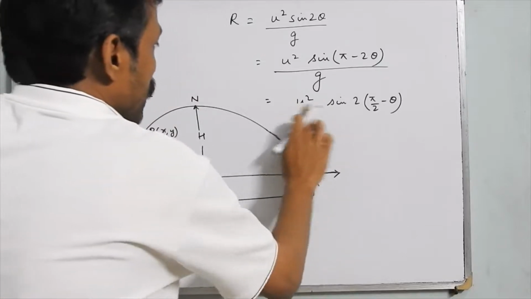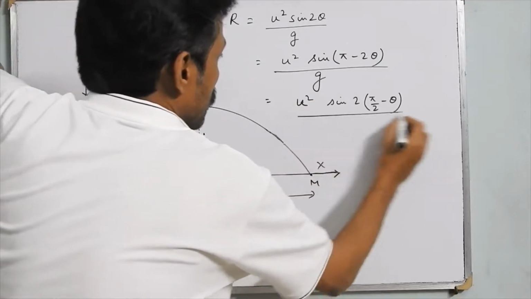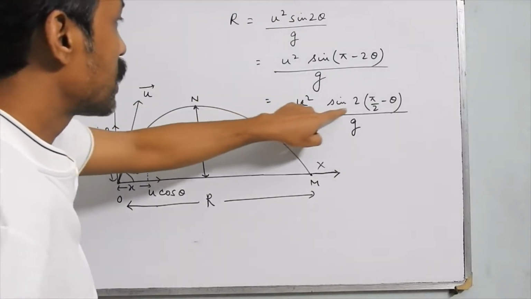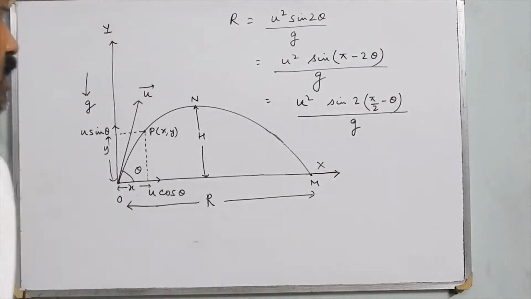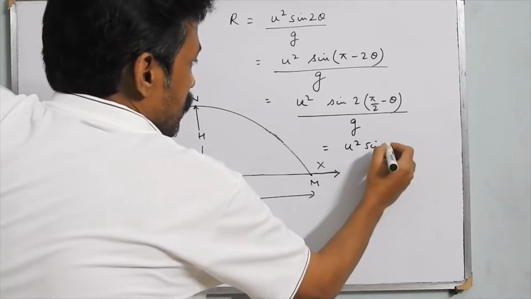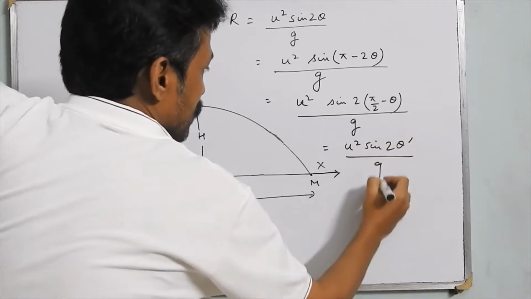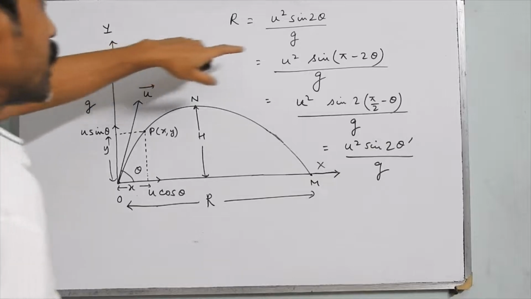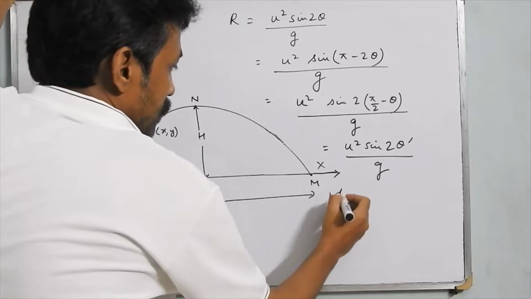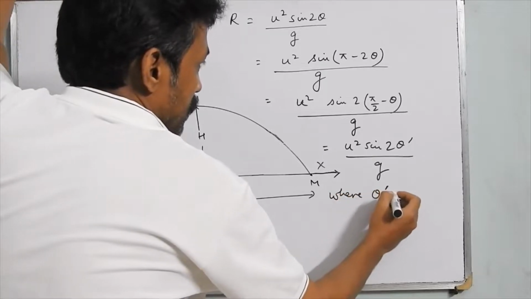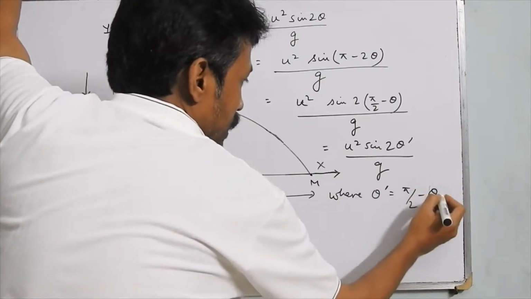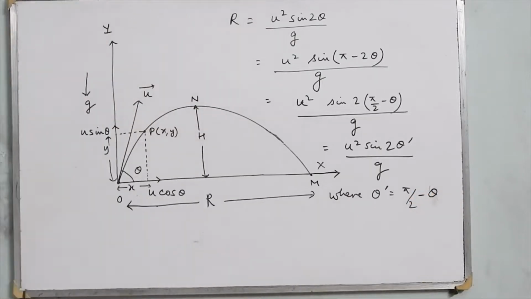So this is the same form as that of the starting equation. If this is u square sine 2 theta by g, this is u square sine twice of pi by 2 minus theta by g. Now this means that there is some different angle theta dash for which we get the same range, and this theta dash is obviously pi by 2 minus theta. So you can say that for 2 different angles of projection we get the same range.